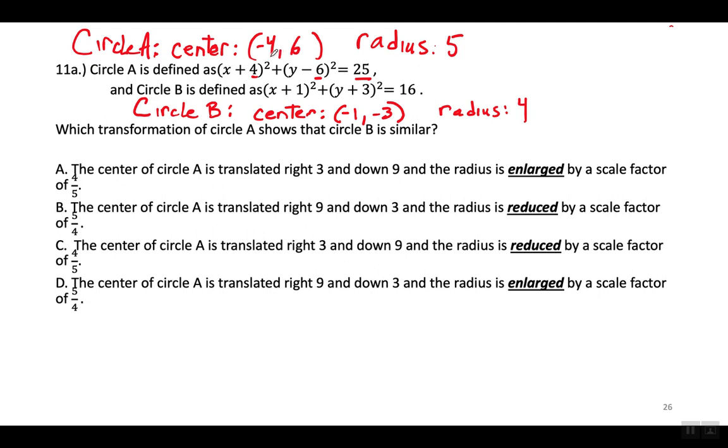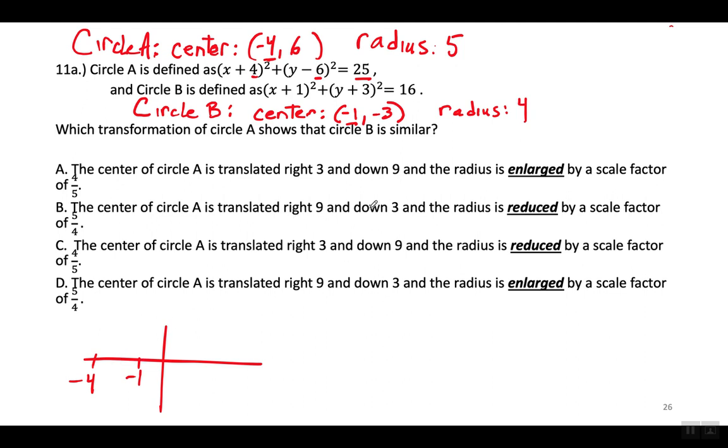All right, if we go from -4, +6 to -1, -3, let's analyze one coordinate at a time. Look at the x coordinate. The x coordinate is going from -4 to -1. Is that moving to the left or to the right? If you're at -4 and you move it to -1, that's moving it 3 units to the right.